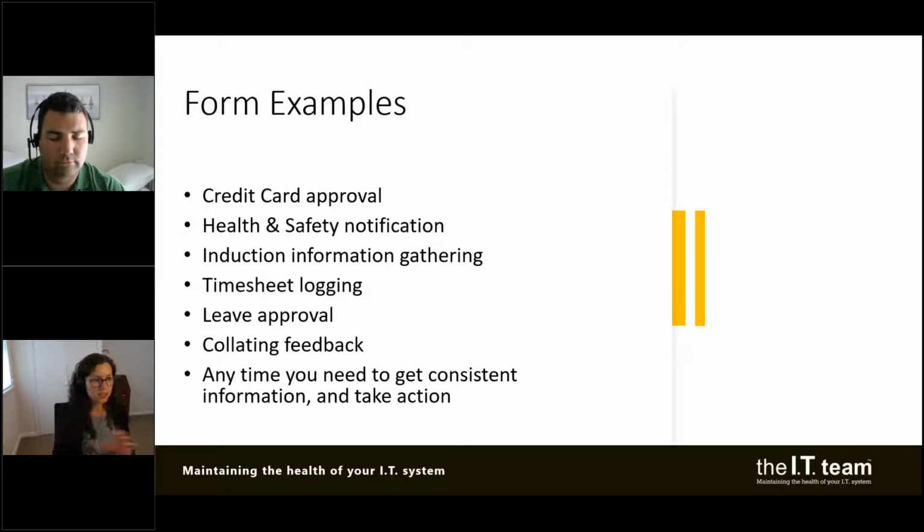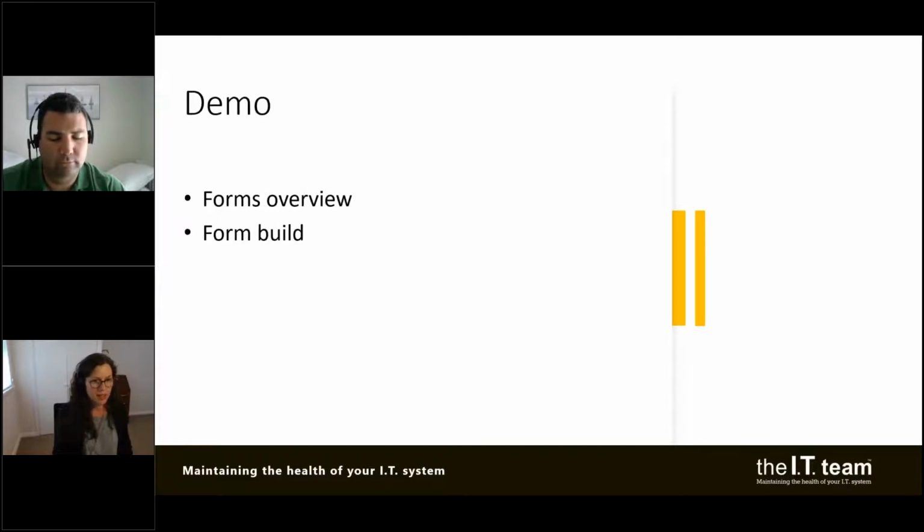Some examples, and a lot of these tie pretty heavily into the process automations that Conan talked about at the start: credit card approvals, health and safety notifications, leave approvals. Pretty much any time that you need to get a consistent set of information from people and then take some sort of action from it or store that somewhere, they're pretty handy.